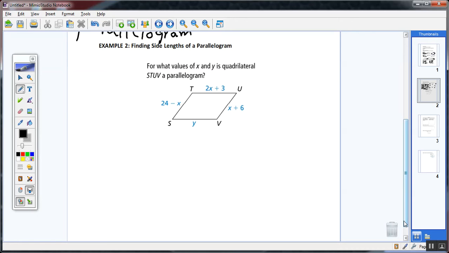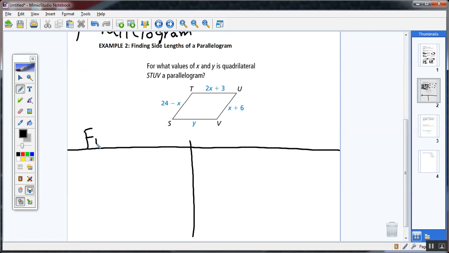So what I want you guys to do is this. Take what you know about parallelograms and find some side lengths. I'm going to set this up as a T-chart. Take a minute and see if you can figure this out. You and your table mate, figure out what x is, figure out what y is, and tell me how you know. Don't worry, we can find both.